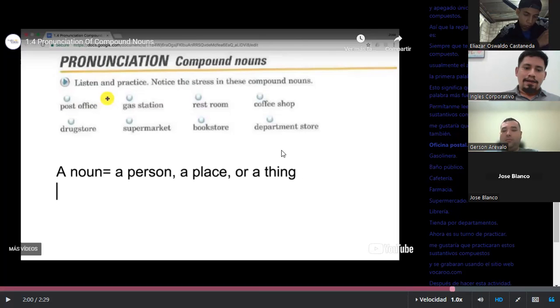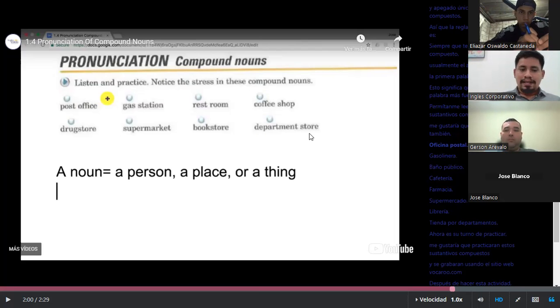Ok. Now, let's just verify some part of the pronunciation. Usually, when we use a compound noun, the stress is going to be at the beginning of the word. For instance, when we say post office, the stress is at the beginning of the word. The same happens with gas station, restroom, coffee shop, drugstore. So compound nouns, the stress is going to be at the beginning, in the first word.